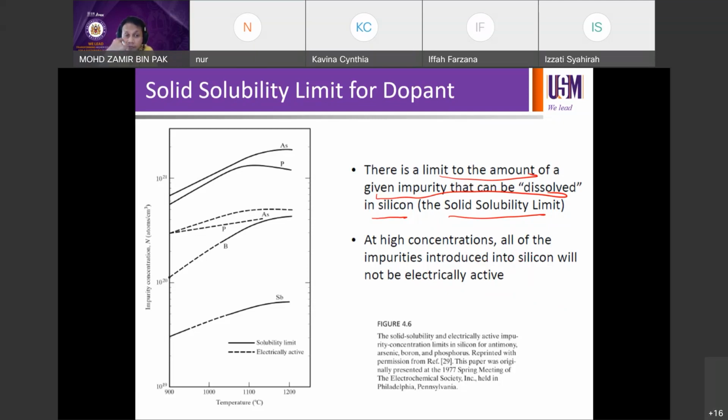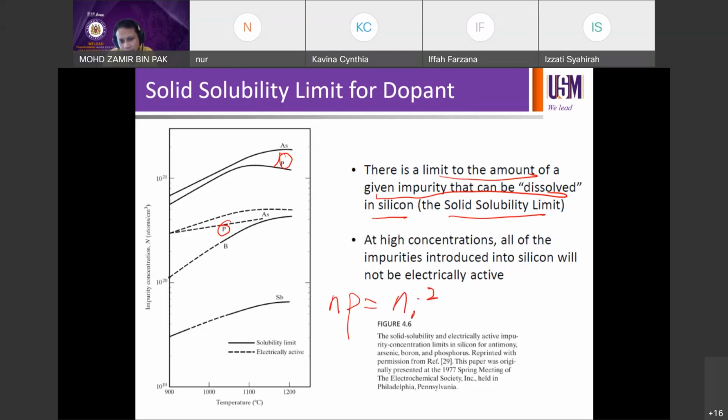Okay, so let's see this graph: arsenic, phosphorus, arsenic, electrically active. Okay, so let's look at phosphorus. When you incorporate your dopants into the lattice, not all of the dopants will be electrically active. And we discussed this last time, when we talked about n times p equals n_i squared. Remember the law of mass action.